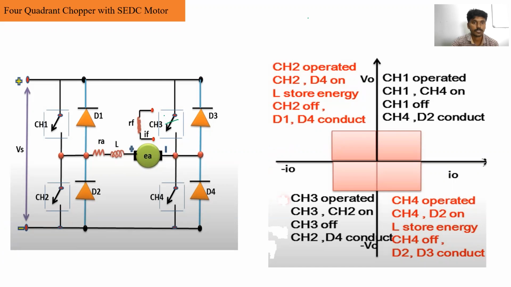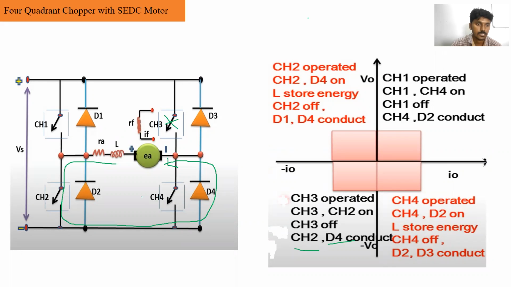Okay, CS3 is in the off condition. So whatever energy was stored in the previous case will be released through CS2 and D4 like this. Now CS2 and D4 will be operated. CS2 and D4 will conduct.